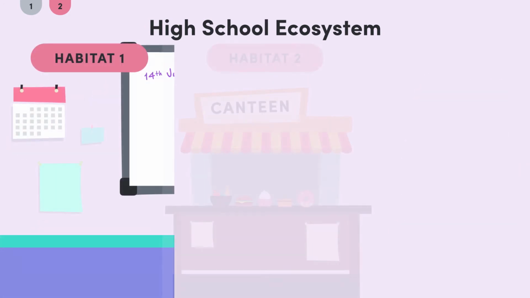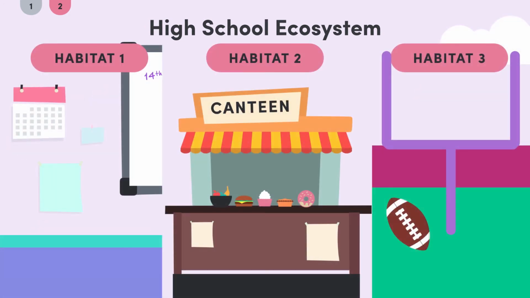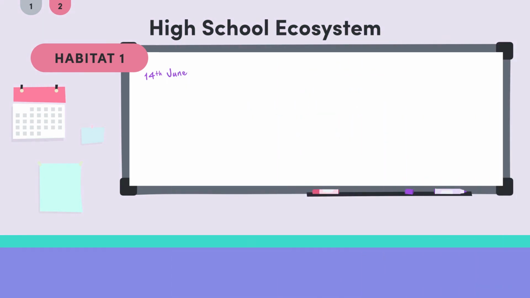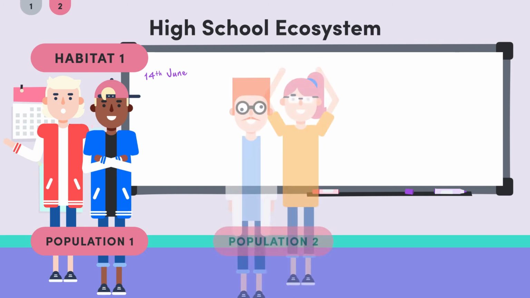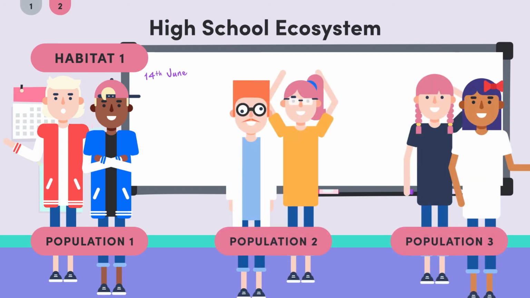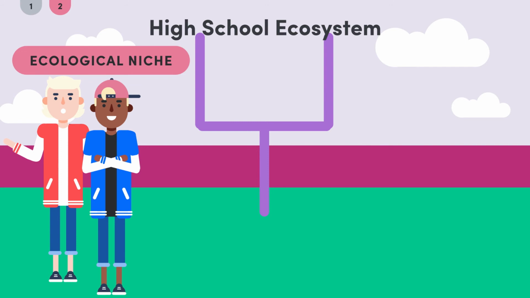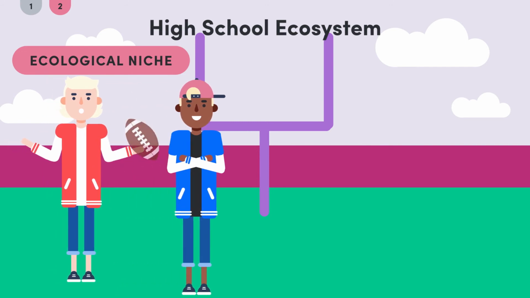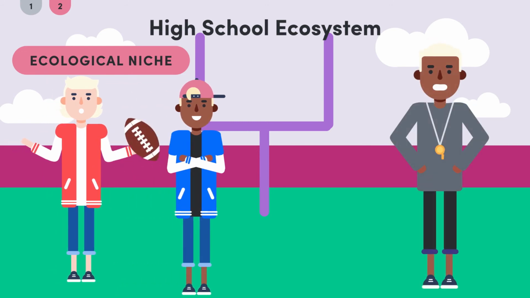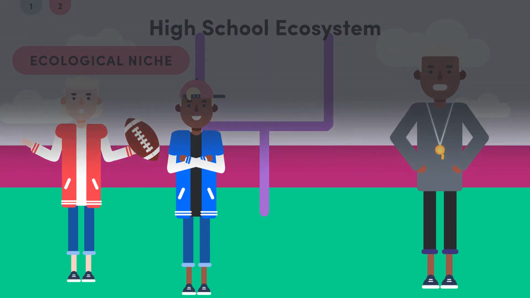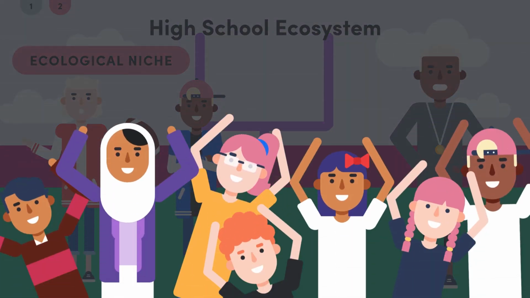Now the classrooms, the canteen, and the sports pitch all act as different habitats. In the classroom, you have a community of different populations, all occupying the same habitat. And to round it all off, the different social groupings occupy their own niche. For example, the jocks are predominantly found on the sports field and interact with the sports equipment and the sport coaches. Of course, this social grouping is massively superficial and I don't endorse it in any way.